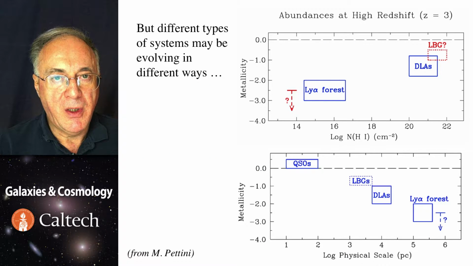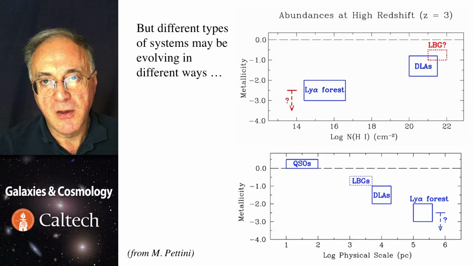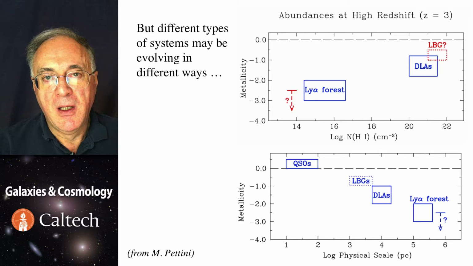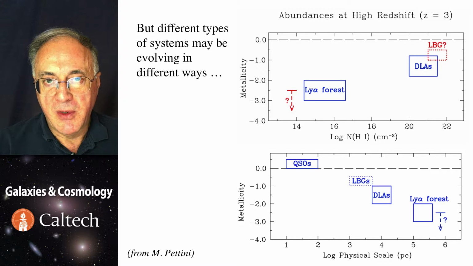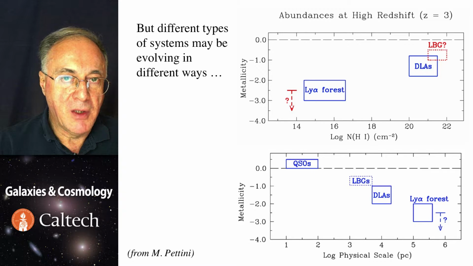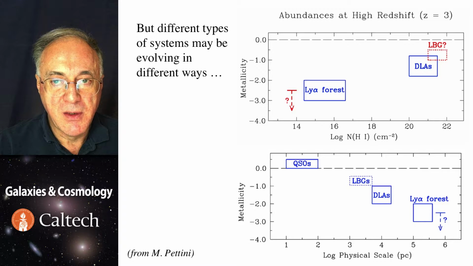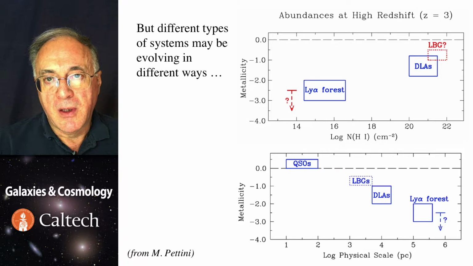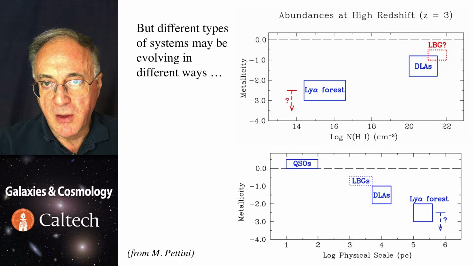Now, one has to beware that different types of absorbers may be evolving in a different fashion. And in fact, they correspond to different parts of galaxies. So damped Lyman alpha absorbers are kiloparsec scales, disk scales, whereas Lyman alpha forest clouds may be at hundreds of kiloparsec scales.